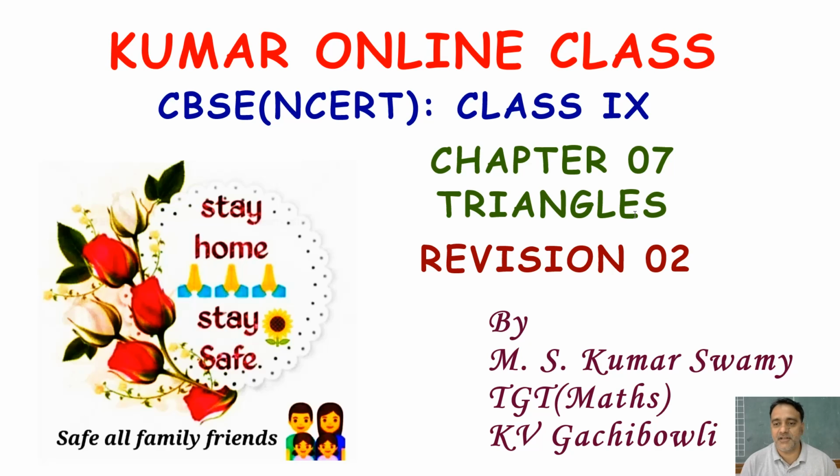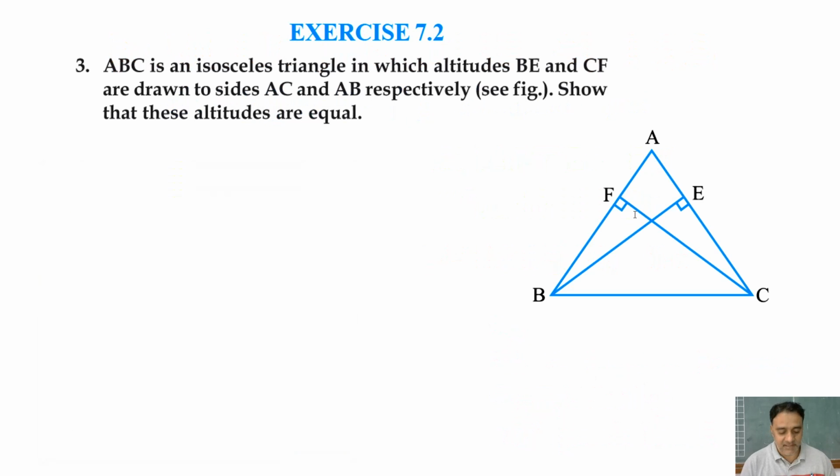Today we are going to start revision number 2 of chapter number 7, triangles. Okay, let us start with the remaining important questions of exercise 7.2. Third question. ABC is an isosceles triangle in which altitudes BE and CF are drawn to sides AC and AB respectively. See this figure? Show that these altitudes are equal. That means we have to show that BE is equal to CF.